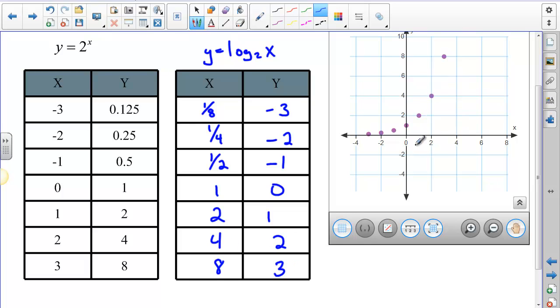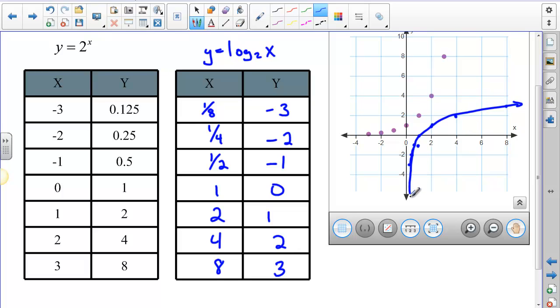Now when I go to plot these points, here's 1/8, negative 3. It's about right there. 1/4, negative 2, right about there. 1/2, negative 1, about there. 1, 0, oops, it's a little bit off here. So this would be a little bit more over this way, more over this way. And then 1, 0, 2, 1, 4, 2, and 8, 3. And if I connect these dots like that, there's my graph of the logarithmic function.